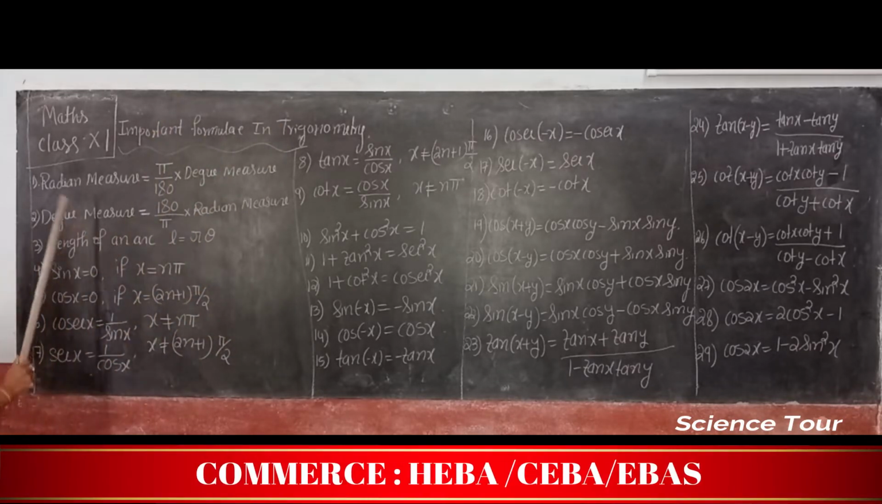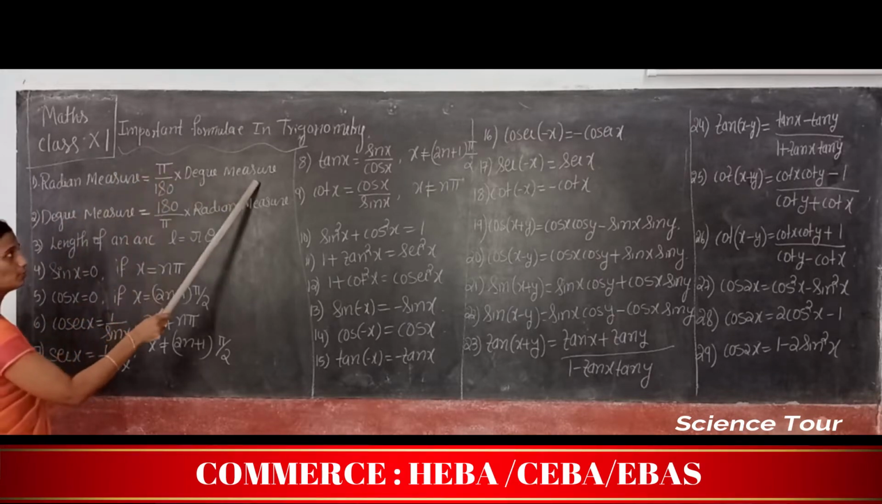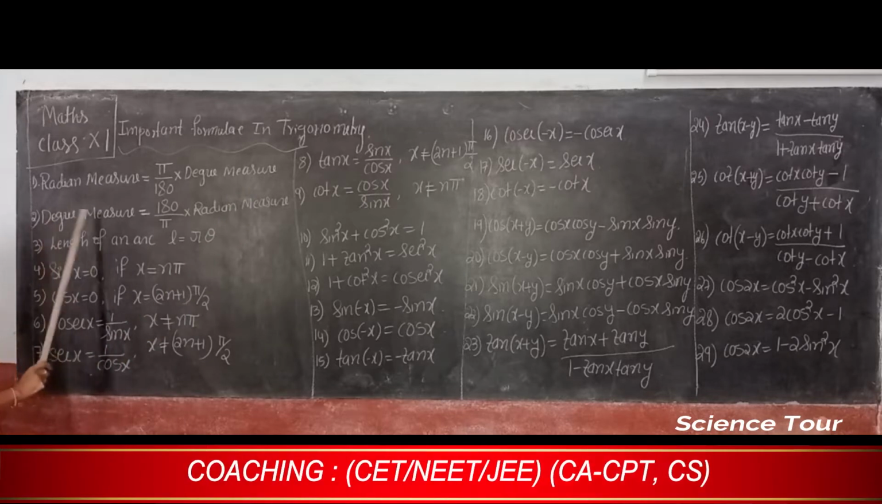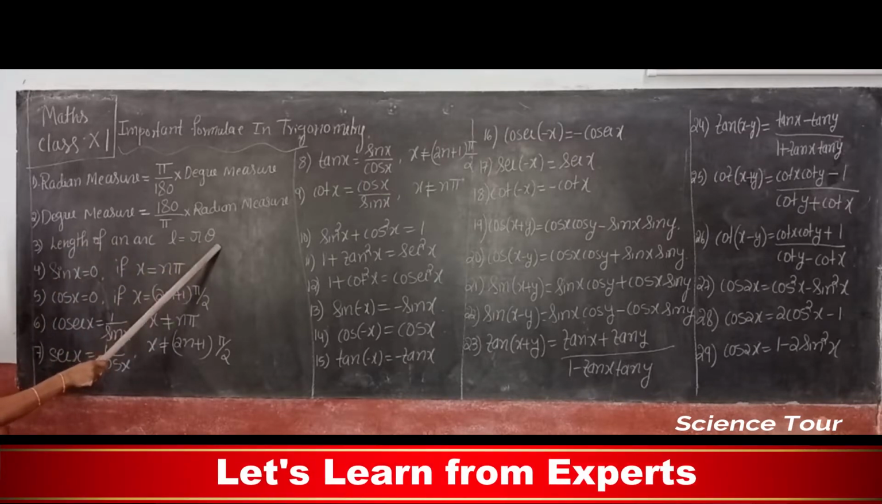So first formula, in the beginning we studied radian measure. What is the formula? Radian measure is equal to pi divided by 180 into degree measure. Degree measure is equal to what? 180 divided by pi into radian measure. Length of arc is L equal to r theta.